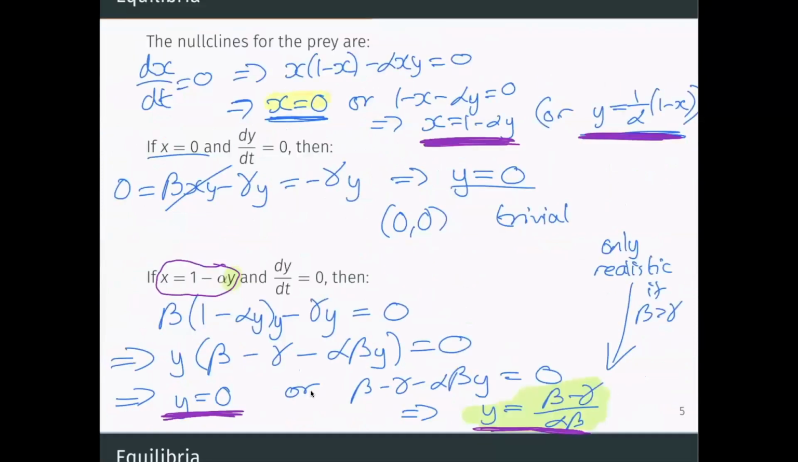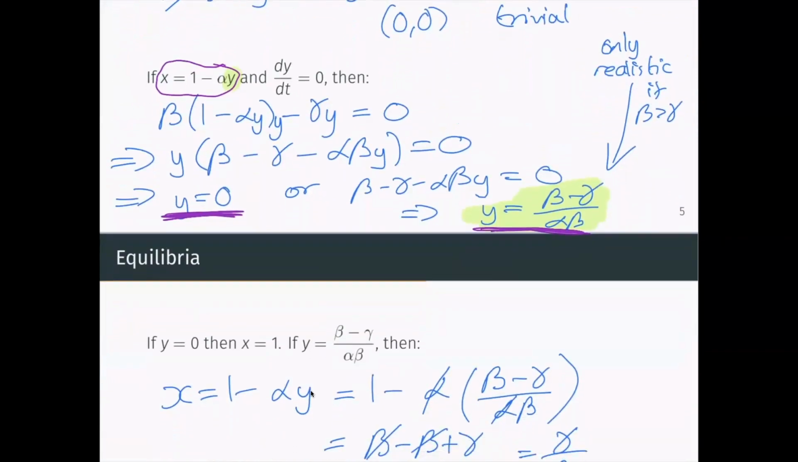We have a null line here at x equal to 0. We have this null line, I'll do it in terms of y, just because the sketching will be a little bit easier: y is equal to 1 over alpha times 1 minus x. This is going to be a straight line. We know that when x is 0, y is going to be 1 over alpha, so it's going to intersect the vertical axis at 1 over alpha. What else do we know? When y is equal to 0, then x is going to be equal to 1, so it's going to intersect the horizontal axis when x is equal to 1.